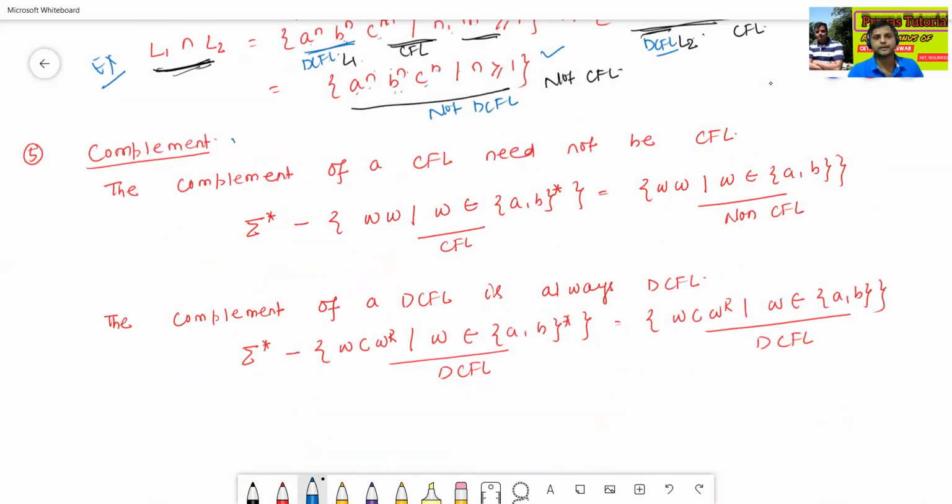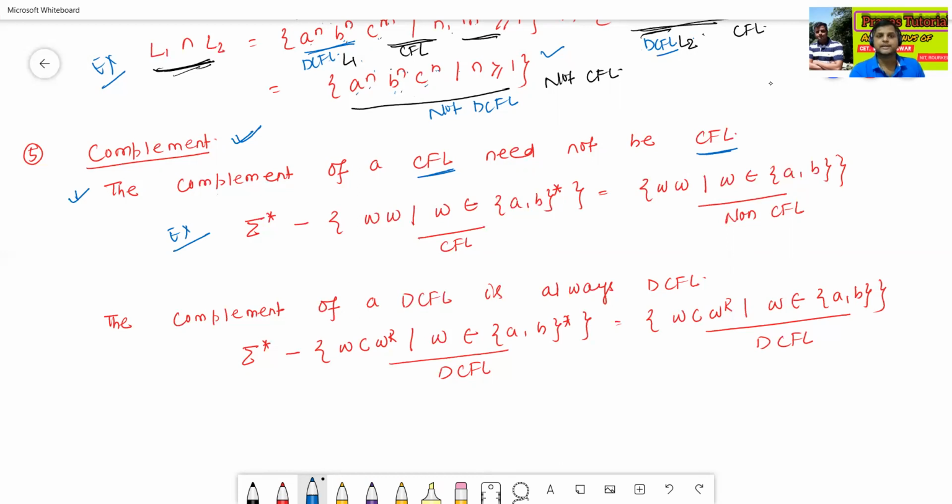Next closure property is called the complement operation. So the first one: the complement of a CFL language, context-free language, need not be CFL. So we'll see the example.